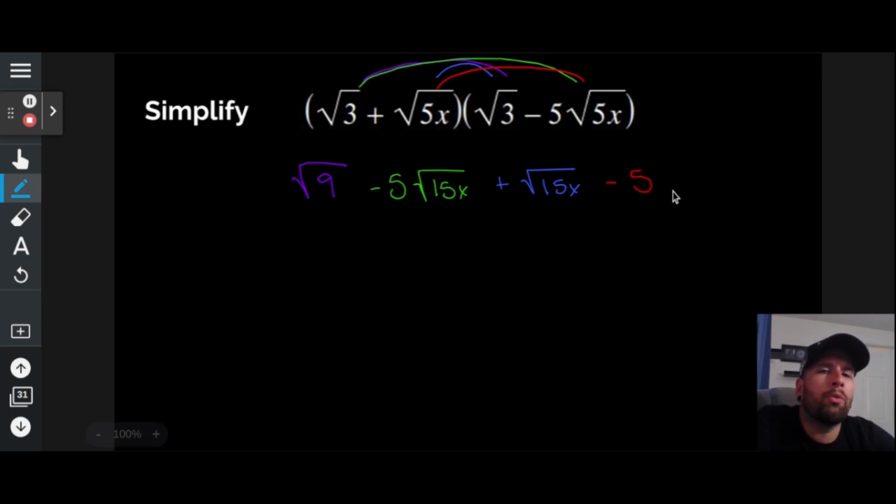Root 5x times root 5x is root 25x squared. You might be thinking, silly.